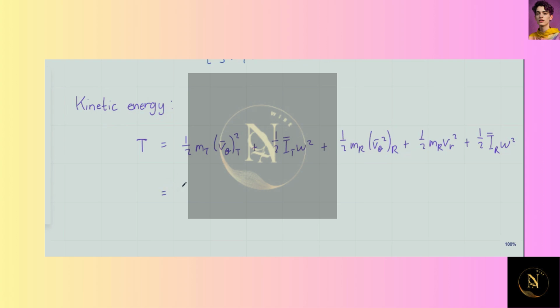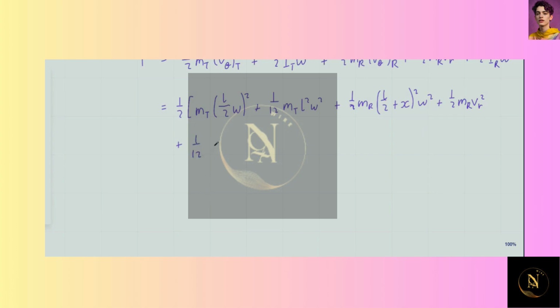And so this can be written as, we'll bring out the half as a common factor into m_t, and again we'll substitute for our velocities, (L over 2 omega) all squared, plus 1 over 12 mass of the tube, L squared omega squared, plus a half m_r into (L over 2 plus x) all squared times omega squared, plus a half m_r Vr squared, that term stays the same, plus the final term is 1 over 12 m_r, the mass of the rod, L squared omega squared.